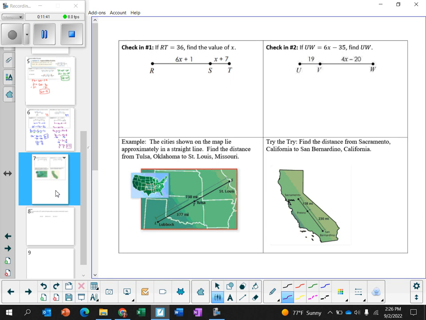All right, you're going to again try the 2 check-ins. Pause it, and then play when you're ready to see the answers.